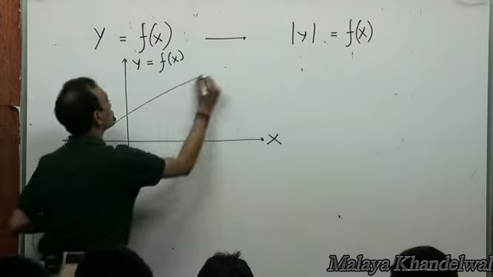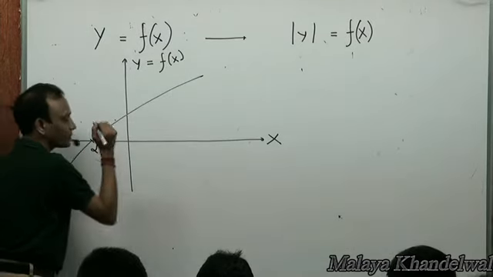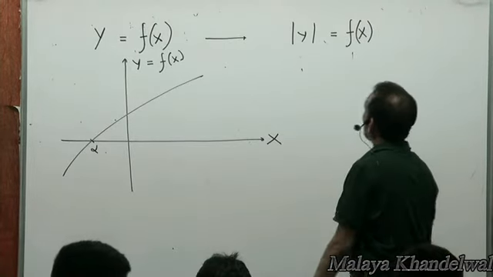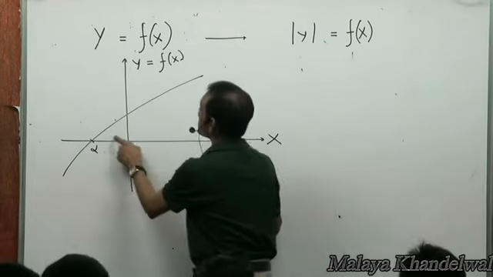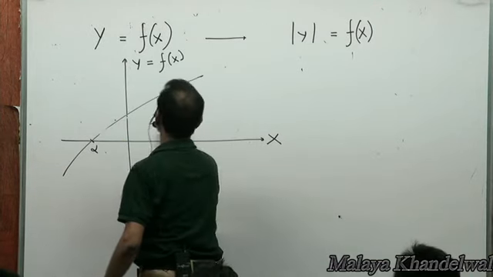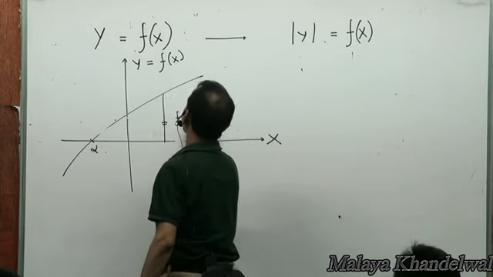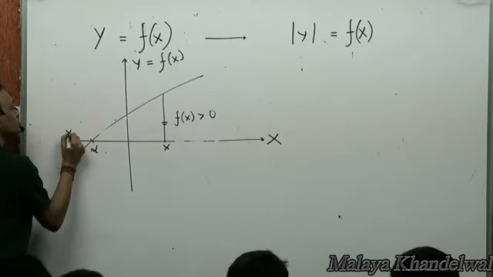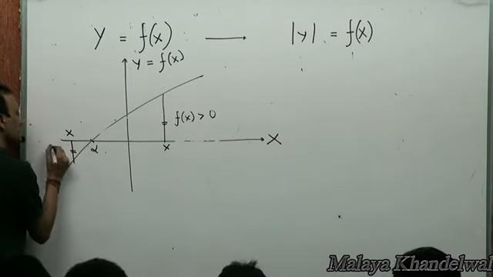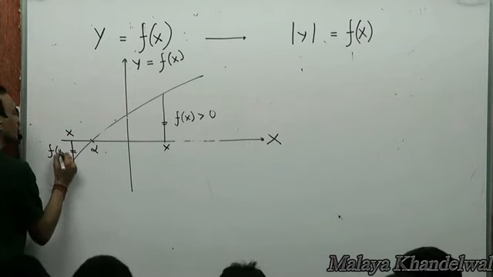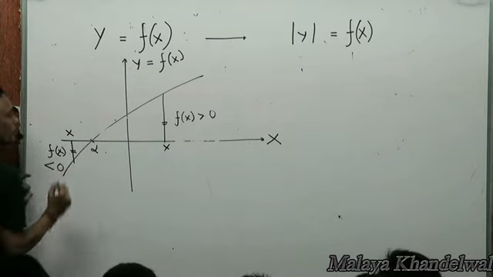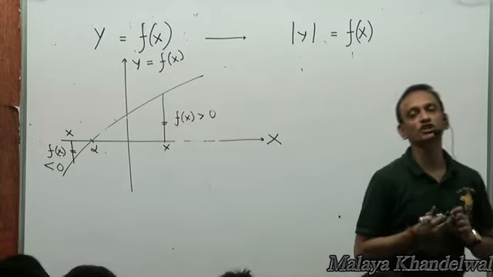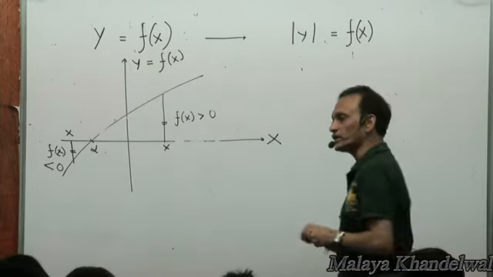Say this is y equal to fx, right? Now, there is a region in which fx is positive. There are some values of x for which fx is positive, and there are some values of x for which fx is negative. Yes or no? For some values of x, there is part of the graph above the x-axis, and there is part of the graph below the x-axis.